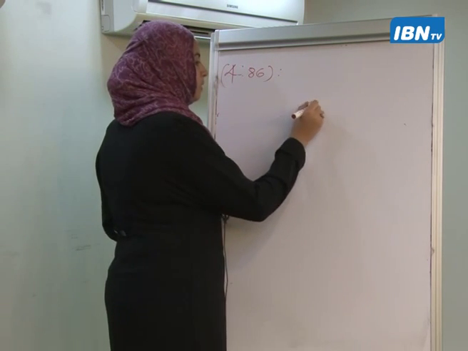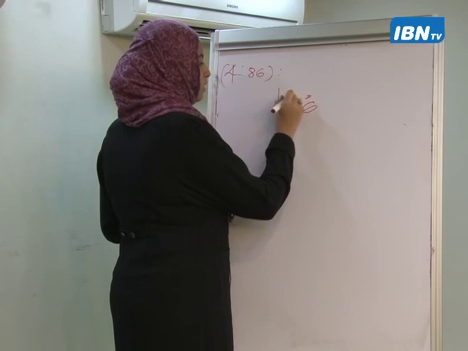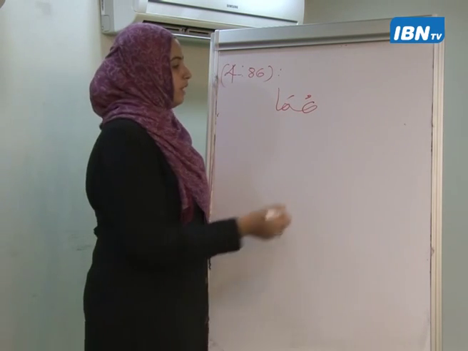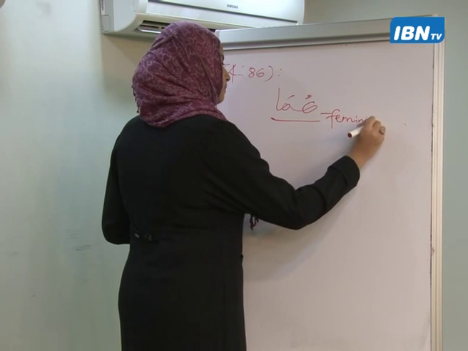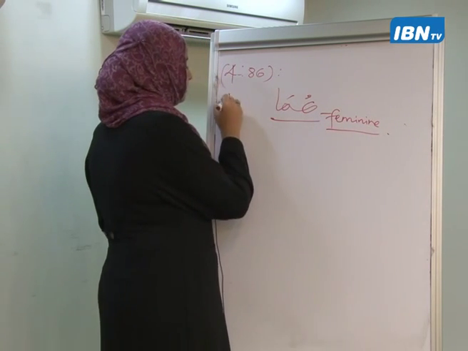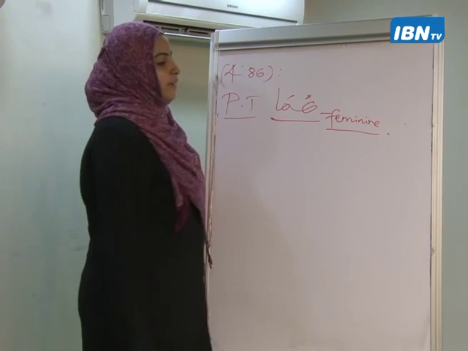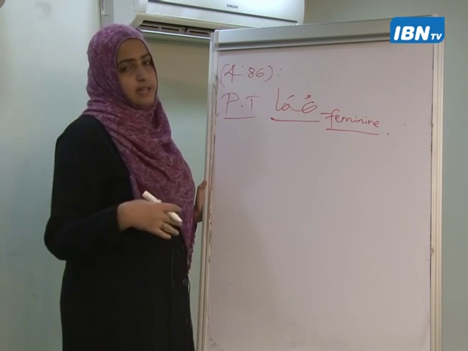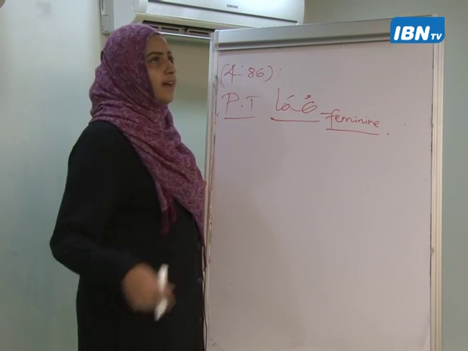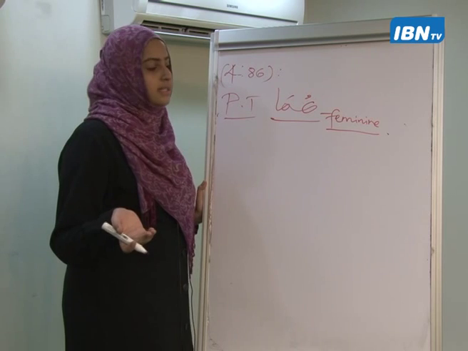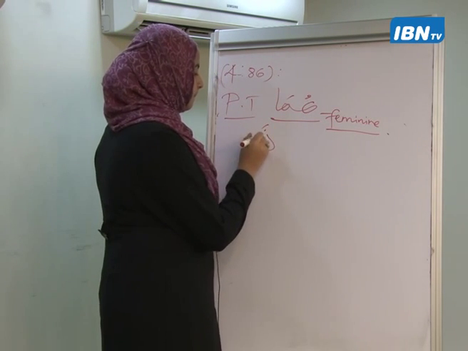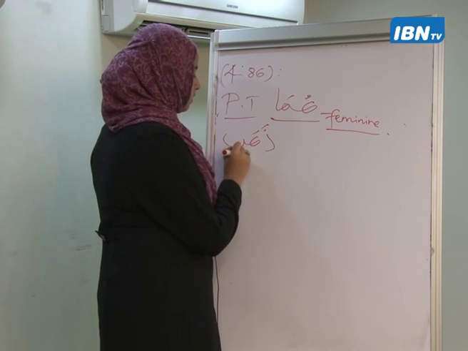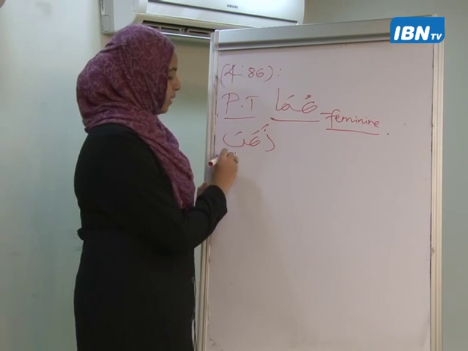So we'll look at huma. We have done with the mudhakkar, now we are going to the muannath, the feminine. Past tense. Now for example, again, I'll take the same examples. If I have as my root verb, say, dhahaba, okay? Dhahaba means he went.